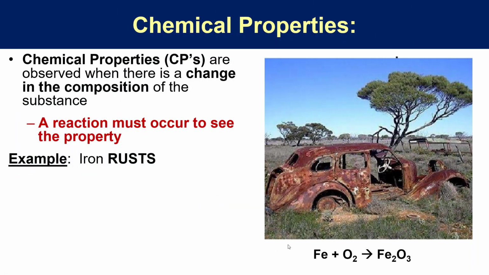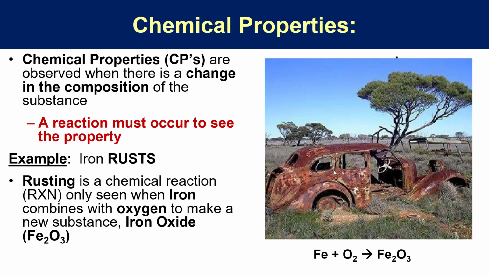The left side of the flow chart is all about chemical properties. And chemical properties are properties that are observed when there is a change in the composition of your substance. So note to self, in order to see a chemical property, you must have a chemical reaction occurring. Take a look at this old car that's sitting out in the field. Well, it's rusting. Rusting is a chemical property of iron.